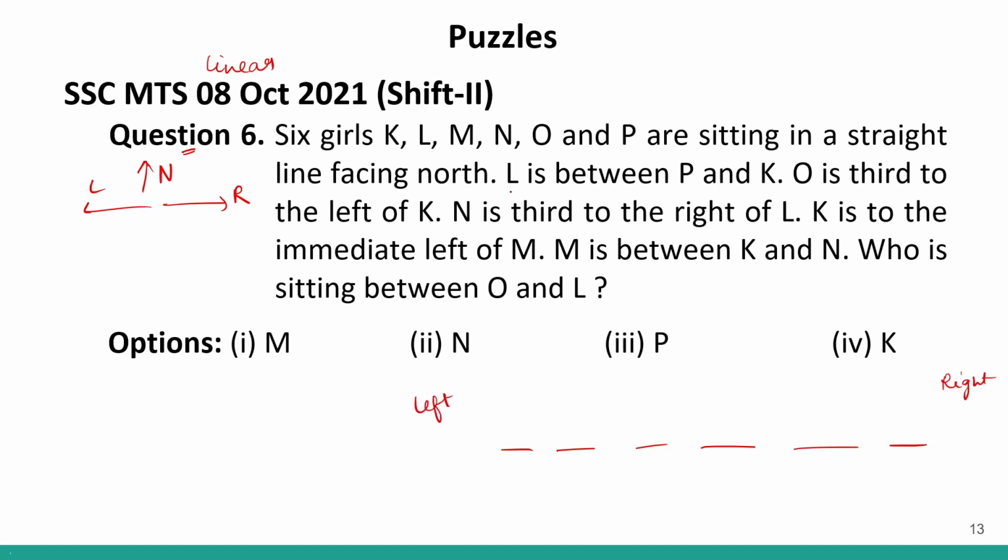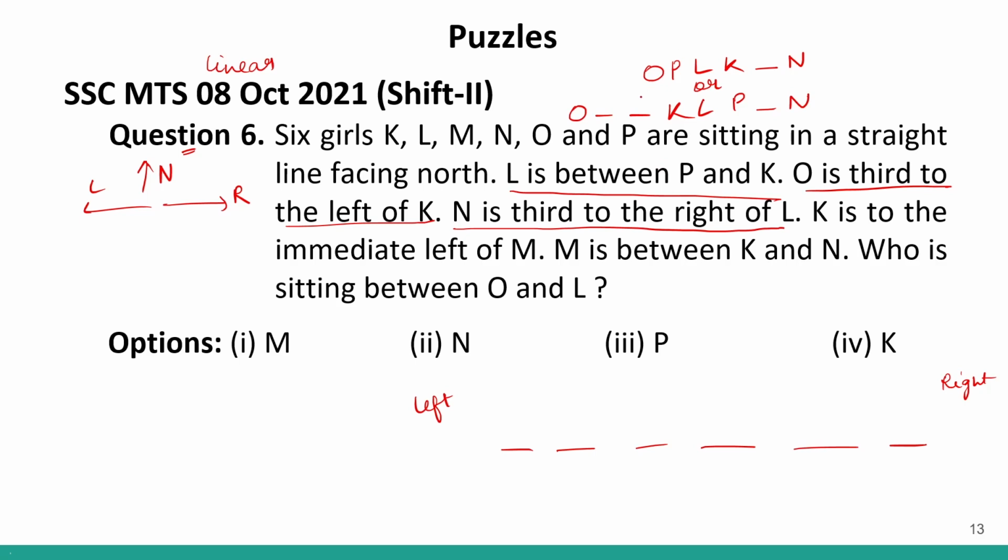Okay? L is between P and K. So L is between P and K. This is one possibility, or L is between P and K, other possibility. O is third to the left of K. O is third to the left means 1, 2, O is over here, or 1, 2, O is over here. In this position we have two possibilities. N is third to the right of L. So third to the right of L, first possibility. 1, 2, 3, N is over here, or 1, 2, 3, N is over here.